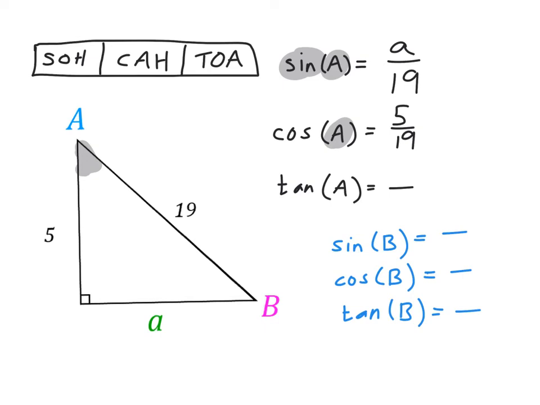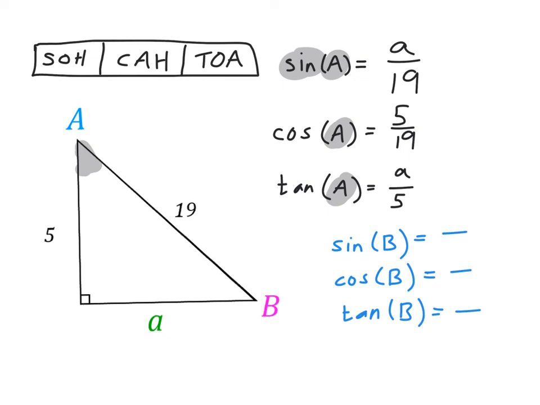All right, final one here for reference angle A is tangent. So the tangent starts with a T. I'm going to go to this T, and the tangent is going to be the opposite divided by adjacent. So from a reference angle of angle A, what's the opposite? Side A divided by adjacent, which is side 5. So it's going to be A divided by 5.